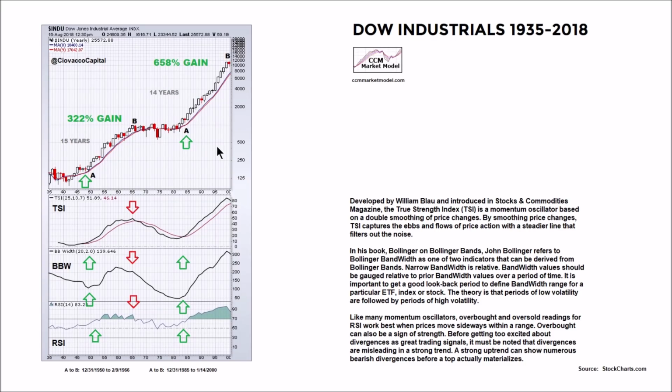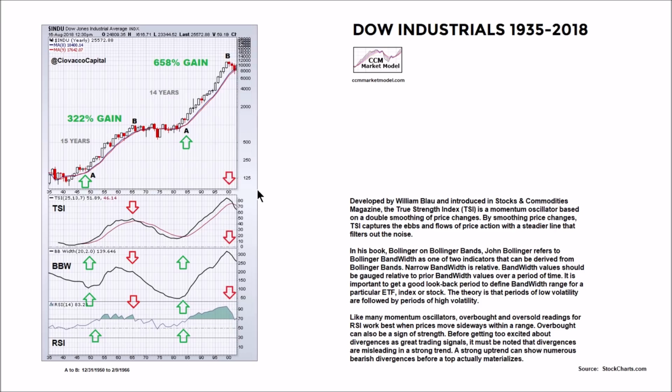In this case, from point A, which is 12/31, 1985, to point B, which was the daily peak in the Dow Jones Industrial Average on January 14th of 2000, after we could see all of this measurable and observable improvement, the Dow tacked on an additional 658% from this point here, and the rally lasted 14 years. We know at some point the market's going to need to consolidate its gains. This is a very big move over a very long period of time.